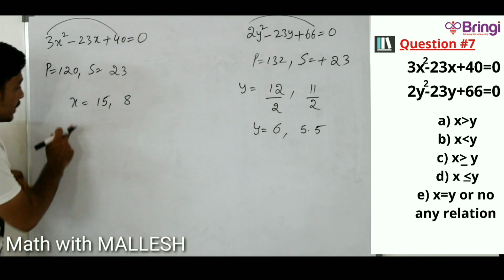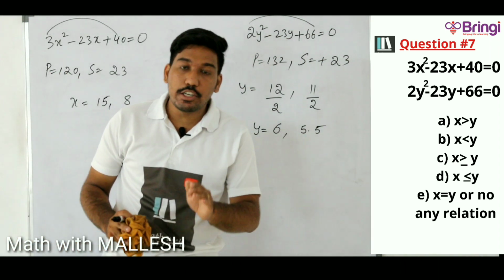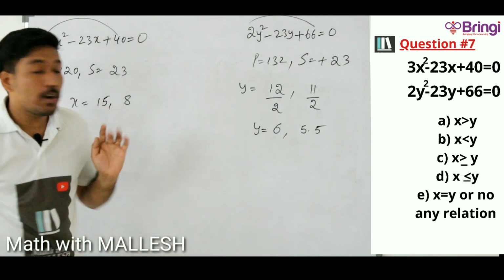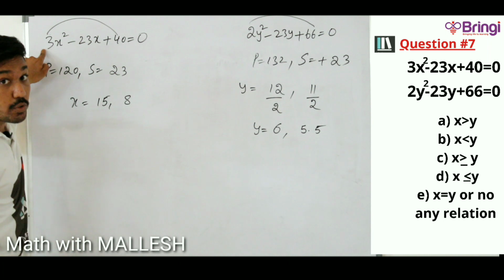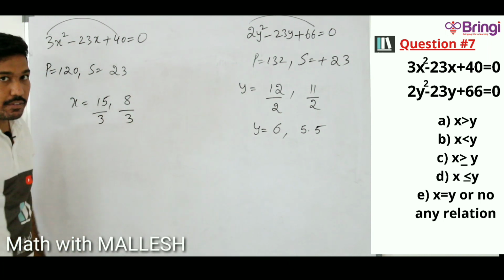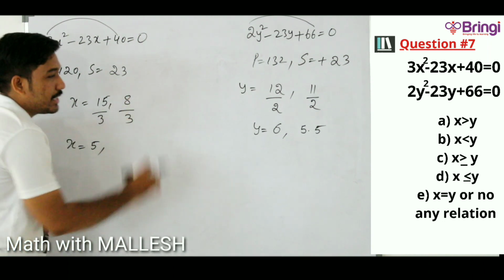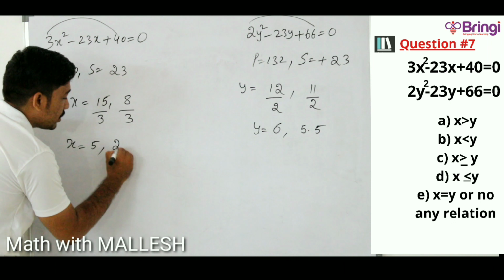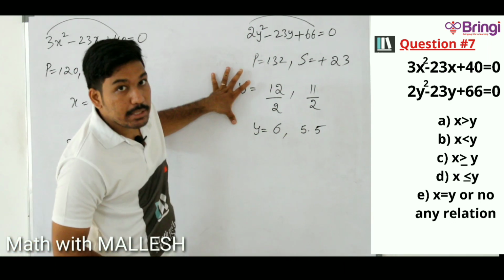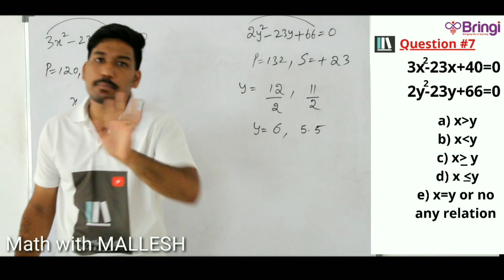So what are the numbers? x is equal to 15 comma 8, and some of the students will end at 15 comma 8, and that is absolutely wrong because we have a coefficient. What is the coefficient? 3. So divide 15 and 8 by 3. So x is equal to 5 comma 2.66. So this 20% is completed and this 20% is completed. Total almost 50 to 60% is completed.